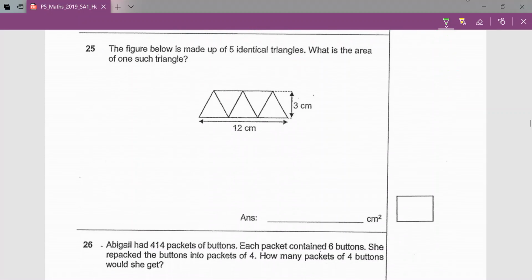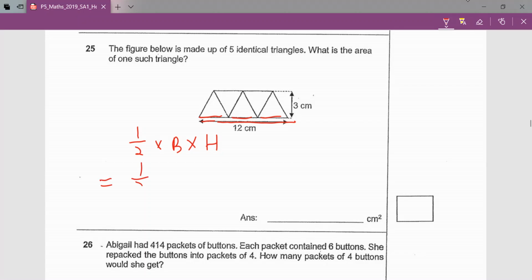The figure below is made out of 5 identical triangles. What is the area of one such triangle? So as you can see, this 12 belongs to 3 bases. 1, 2, 3 bases. We call area of triangle half times base times perpendicular height. Sorry, I unconsciously wrote down 3. Actually, I was going to write the formula, so it's height here.